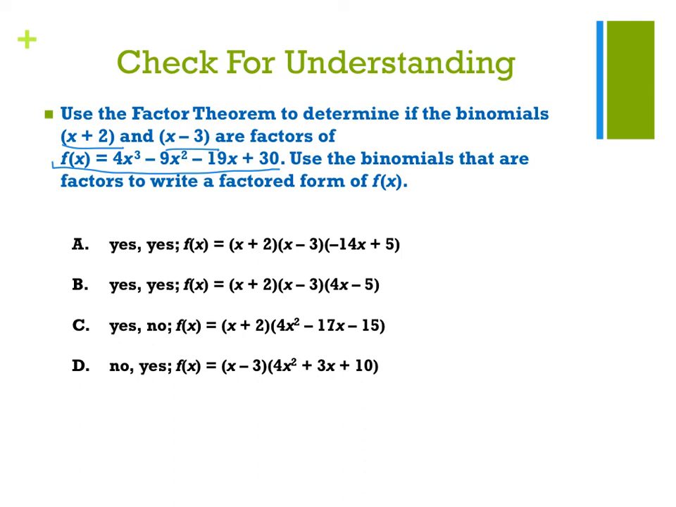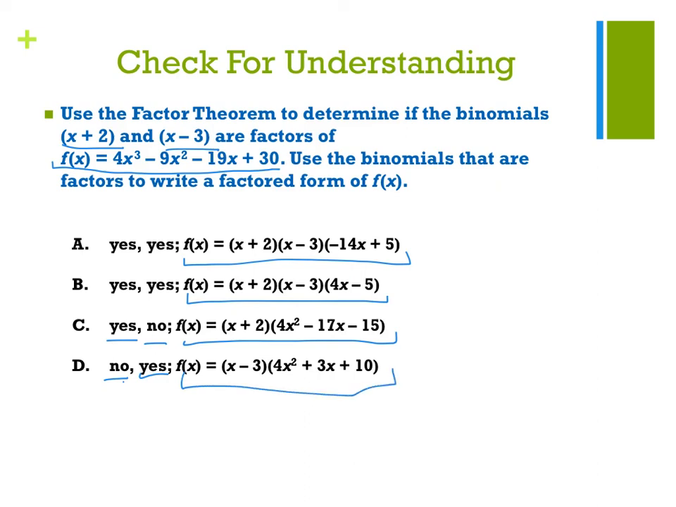A says yes, both x plus 2 and x minus 3 are factors, and this is what your polynomial is going to look like when you're done factoring it. Answer B says yes, x plus 2 and x minus 3 are factors, and this is what your polynomial is going to look like when you're done factoring it. And then obviously C says yes to x plus 2, but no to x minus 3, and this is what your polynomial would look like if you factored it. And answer D says no to x plus 2, but yes to x minus 3, and this is what your polynomial would look like when you're done factoring it.